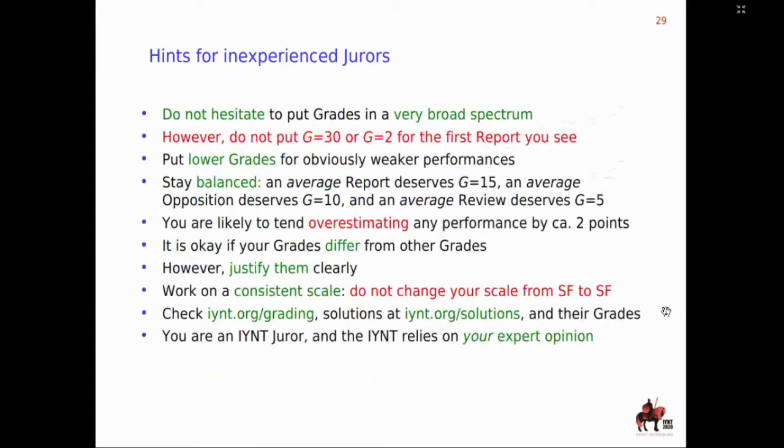Do not hesitate to put grades in a very broad spectrum, but do not put the highest or the lowest grades for the first report that you see in your life at the IYNT. If the report or performance is obviously weaker and you see it, please put much lower grades. Please stay balanced. For an average report, the grade of 15; an average opposition deserves the grade of 10; and an average review deserves the grade of 5.